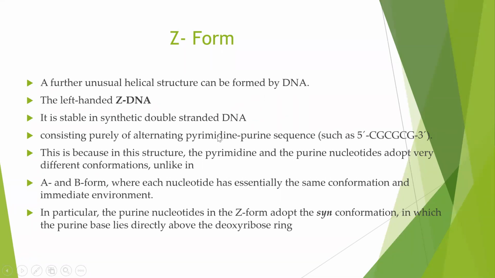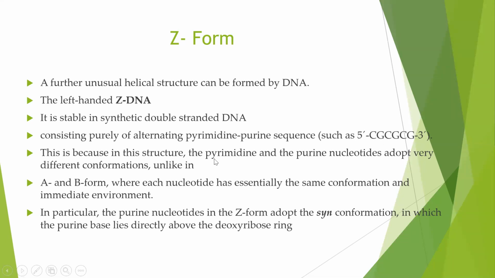And particularly in the case of synthetic double-stranded DNA, it should have a specific sequence of alternating pyrimidine-purine. Here one example is given of how the sequence should be. It should be alternating pyrimidine-purine, pyrimidine-purine, pyrimidine-purine. If the sequence is of this kind, then only that DNA sequence can adopt the zDNA conformation.